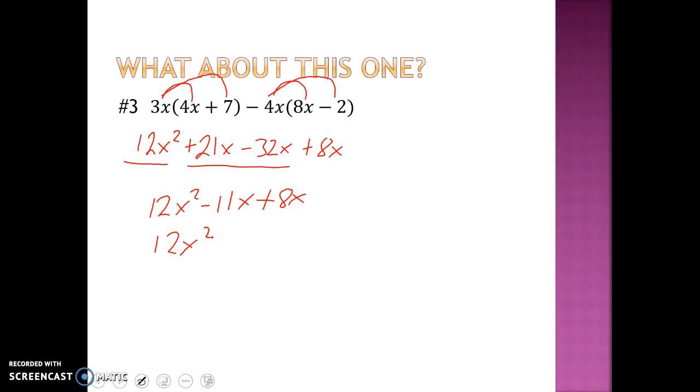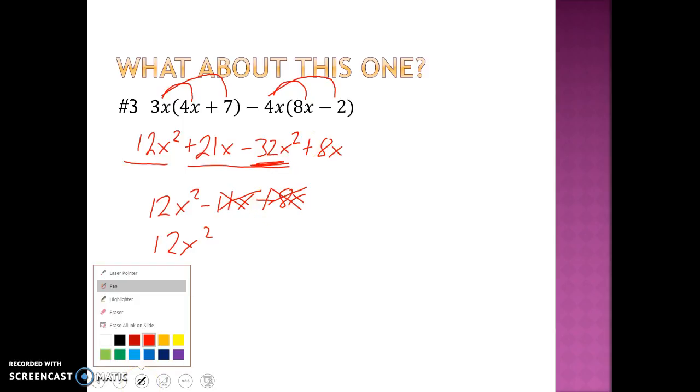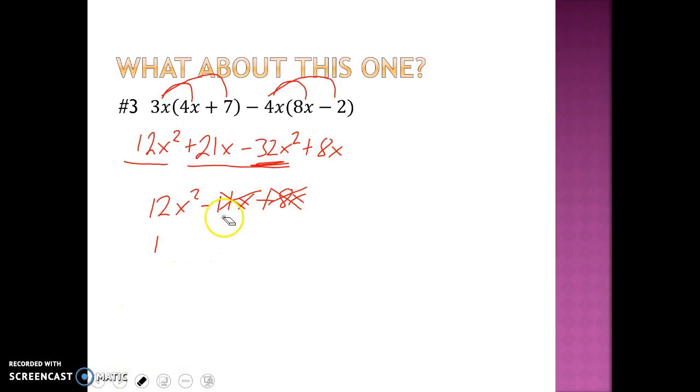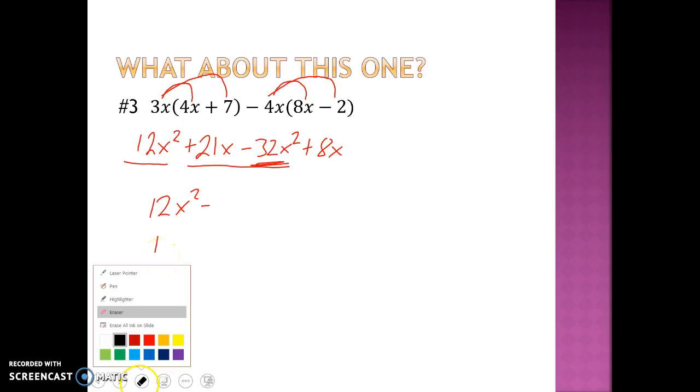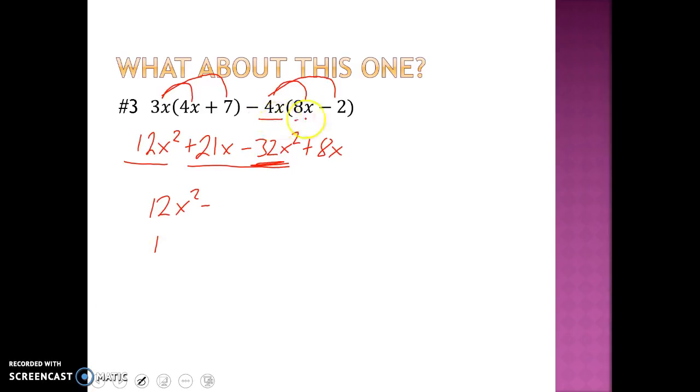Oh, I messed up here. I messed up because this should not be 32x. This should be 32x squared, shouldn't it? And so this is wrong and this is wrong. Let me go back and erase some of this. And let's do this correct here. Negative 4x and an 8x gives me a negative 32x squared.